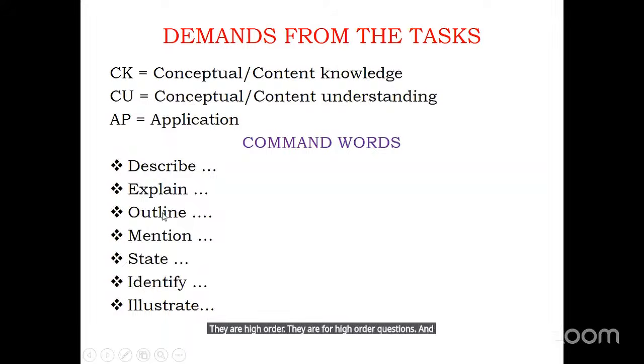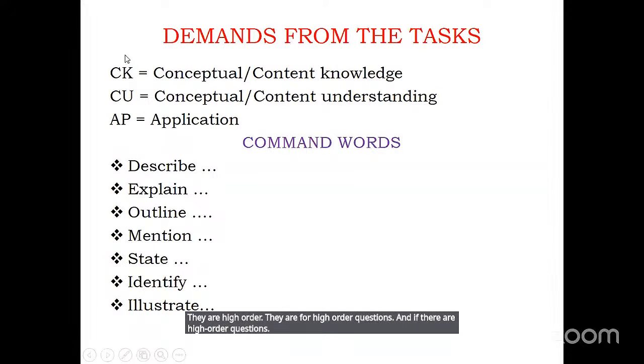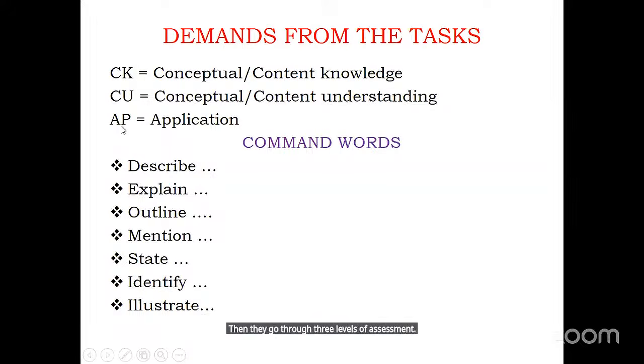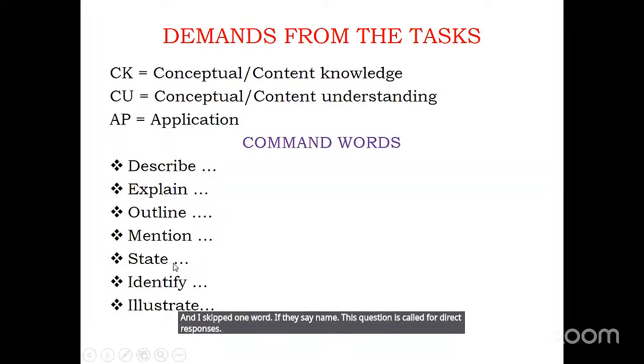And if they are high order questions, then they go through 3 levels of assessment. You must be knowing something, you must be understanding it, and you must be able to apply for questions of describe, explain, outline. They cut across both sections. When you get a question of mention, state, identify, and I skipped one word, name, these questions call for direct responses.